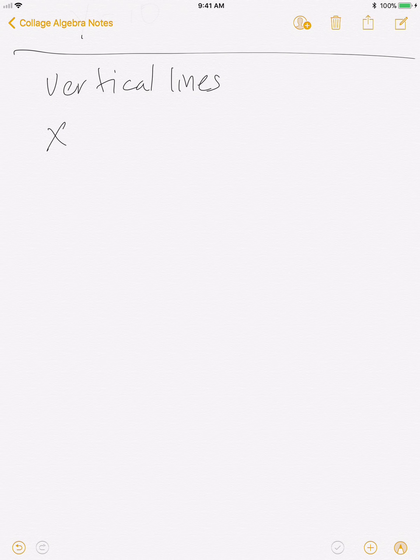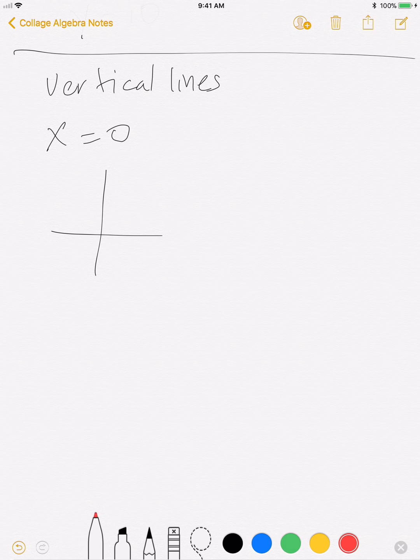Vertical lines feature an equation with x in it. They are lines that go straight up and down. And whatever the x coordinate is, it never changes. So if this right here is 4, then this point up here will be 4, 10. This point down here will be 4, -5. The x is always the same.